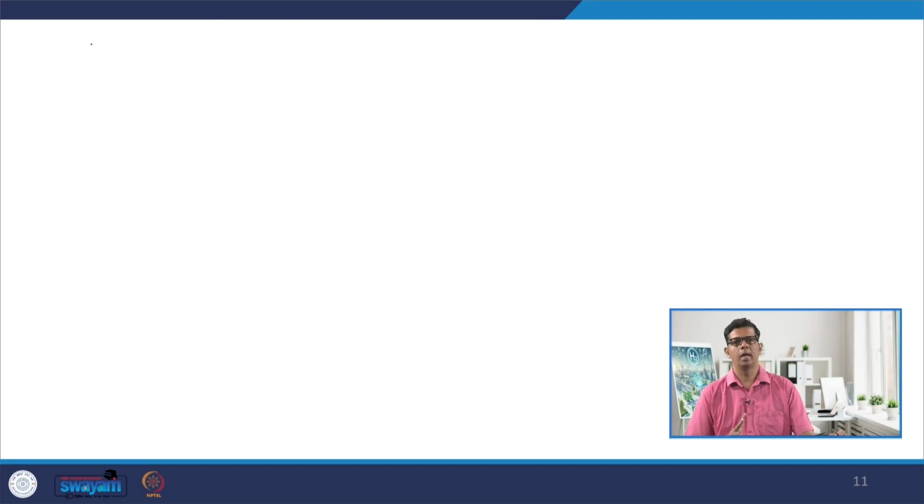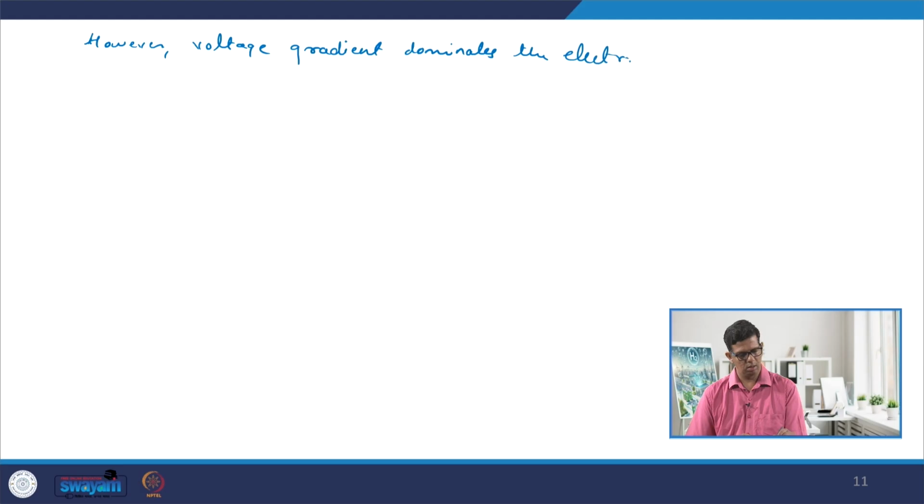However, in both of these gradients, which one dominates? This voltage gradient dominates all the time. So, the voltage gradient that gets generated because of the flow of electrons also becomes responsible for protons to flow from anode to the cathode, and that is why this voltage gradient dominates the electrolyte.